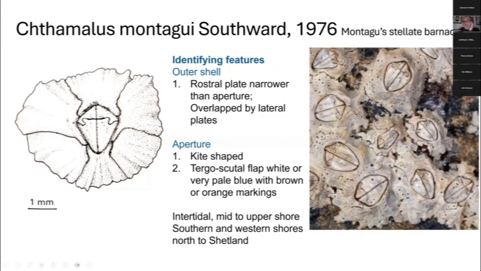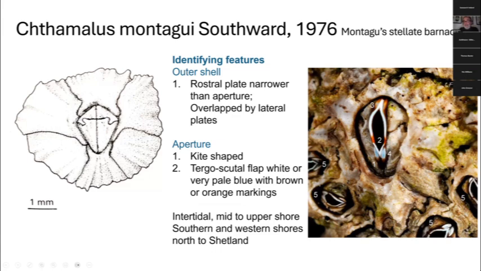And here are a few more photographs. Again, these come from Lynn, and these show you examples of kite-shaped barnacles. Pretty old specimens again, so you can see all the plates are pretty much fused on these older specimens.